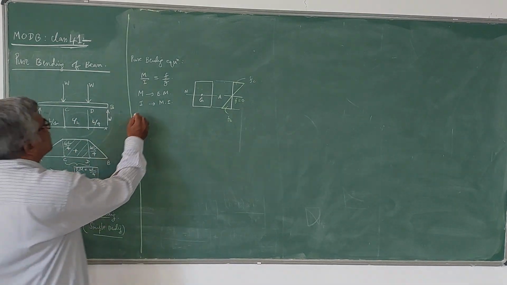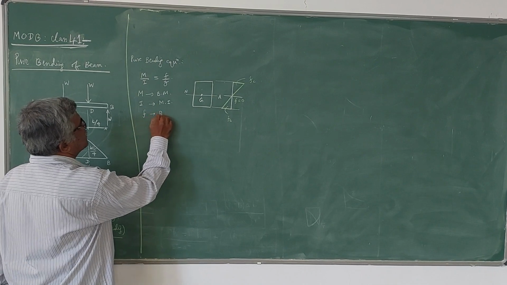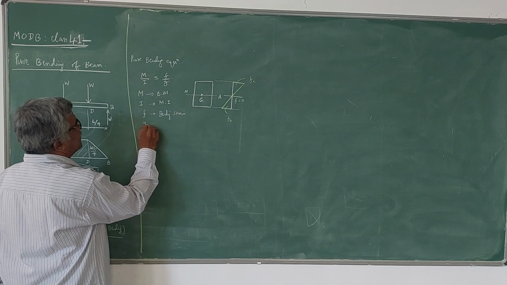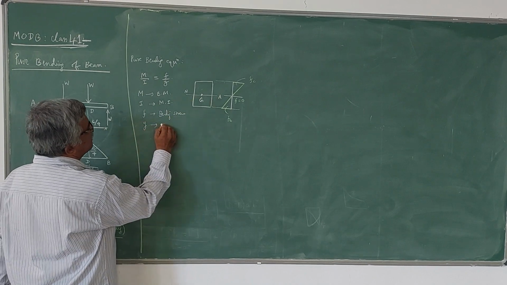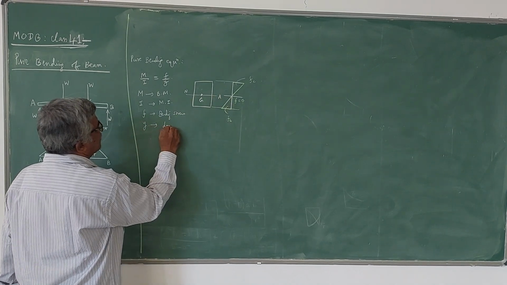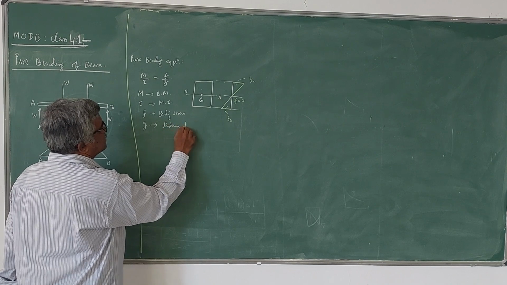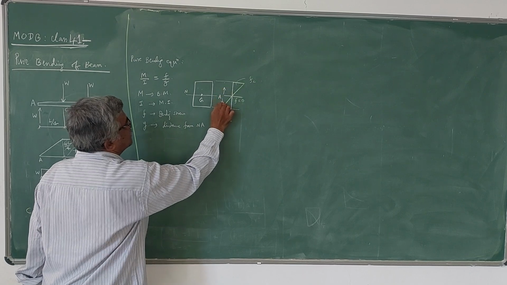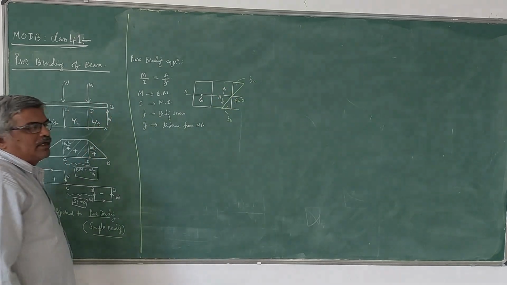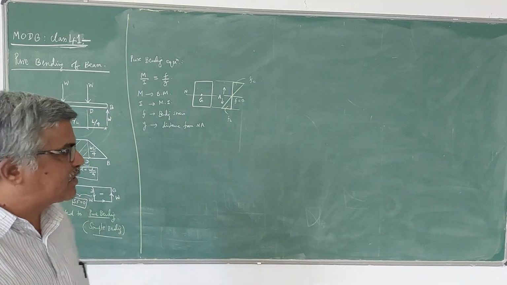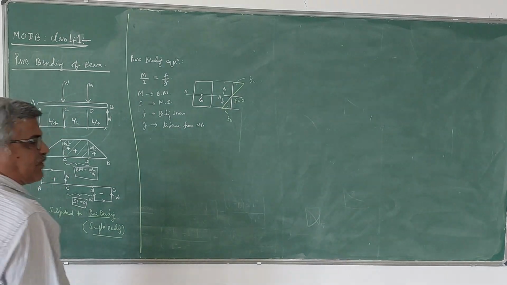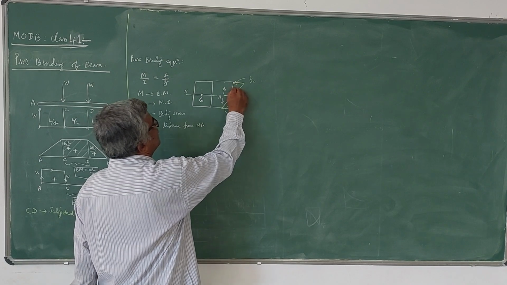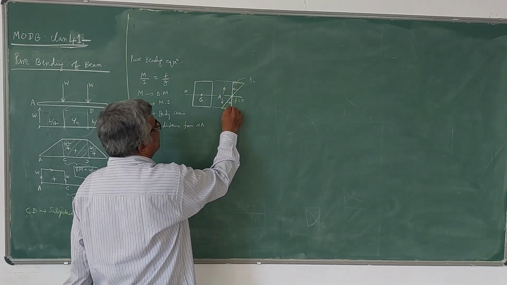So F is the bending stress here, and Y is the distance of the fiber from the neutral axis. Y is measured like this. So at Y equal to 0, that means at the neutral axis level, there is no bending stress. So there is no strain there. So therefore the diagram will be like this. Compression I can show like this, tension I can show like this.